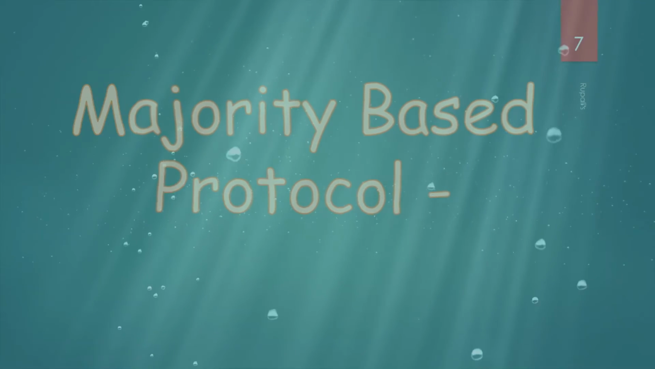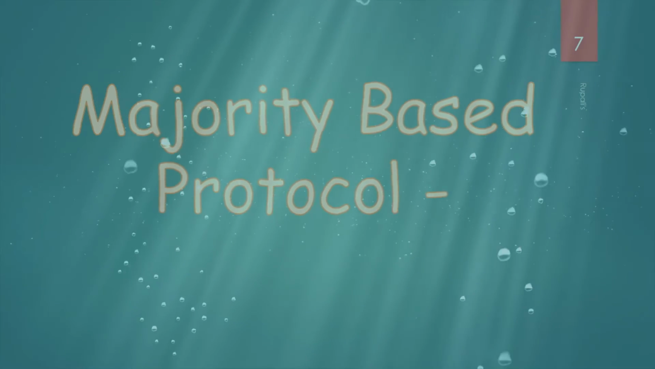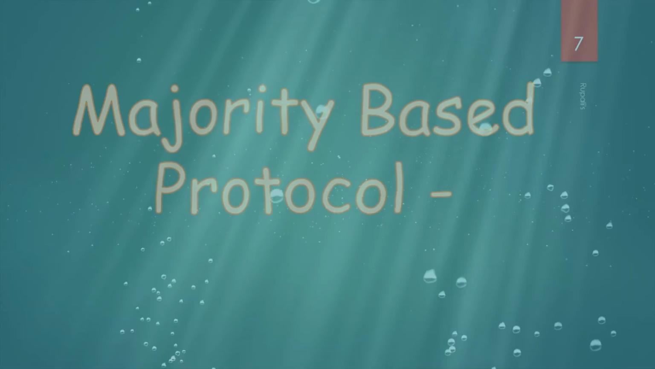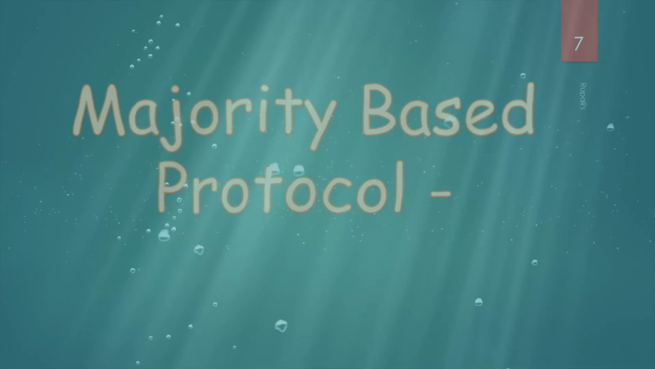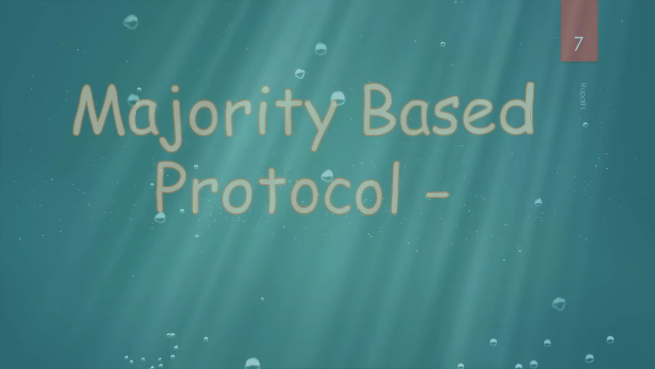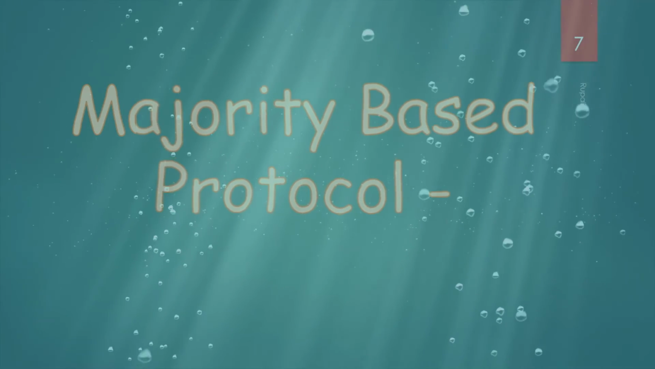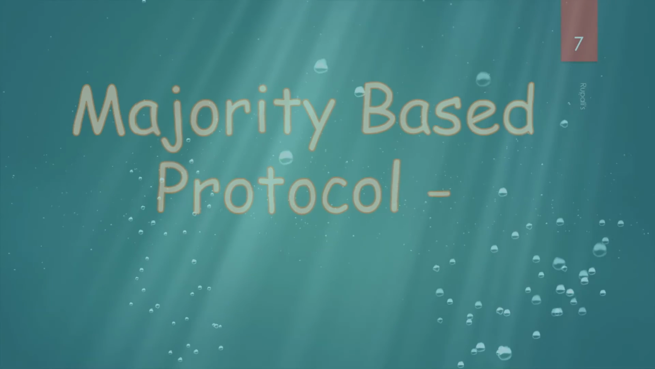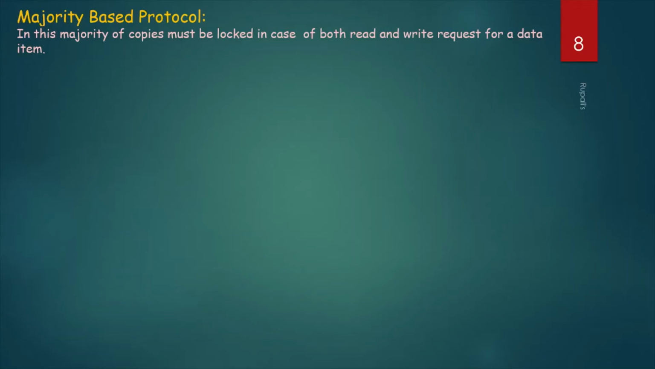Majority protocol is one of the methods in distributed lock management for concurrency control. In this protocol, the local lock manager is responsible for locking and unlocking the data. Majority protocol has the same behavior with both shared locks and exclusive locks. Majority based protocol. In this protocol, a majority of copies must be locked in case of both read and write requests for a data item.